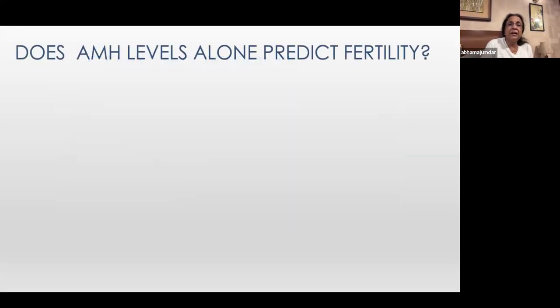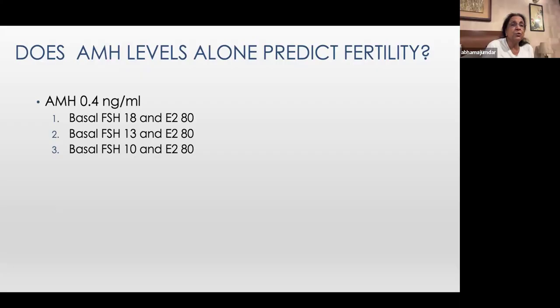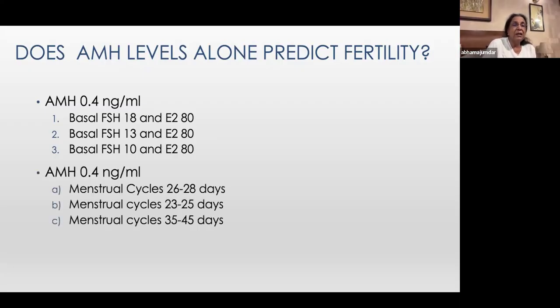Does AMH level alone predict fertility? If you remember, I had taken a lecture on AMH also. And I had asked you, AMH I've kept constant, 0.4 nanogram, but the basal FSH changes, with the estradiol ratio. So basal FSH and E2 is done on day 2 or 3. So I've made E2 constant at 80 picograms per ml, but FSH is 10, 13, 18. Who will perform the best? You all know in your mind.